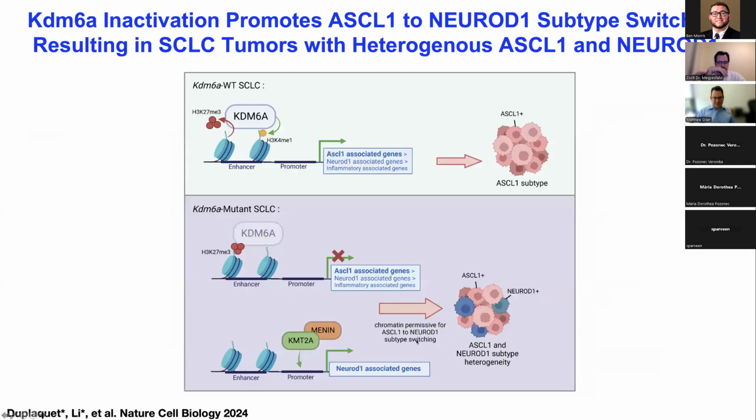activating it. And so this was the conclusion from this study, that really KDM6A is driving cells in an ASCL1 positive state, but when you lose it, there's this gain of function activity of KMT2A and menin, and this drives this ASCL1 NeuroD1 heterogeneity.